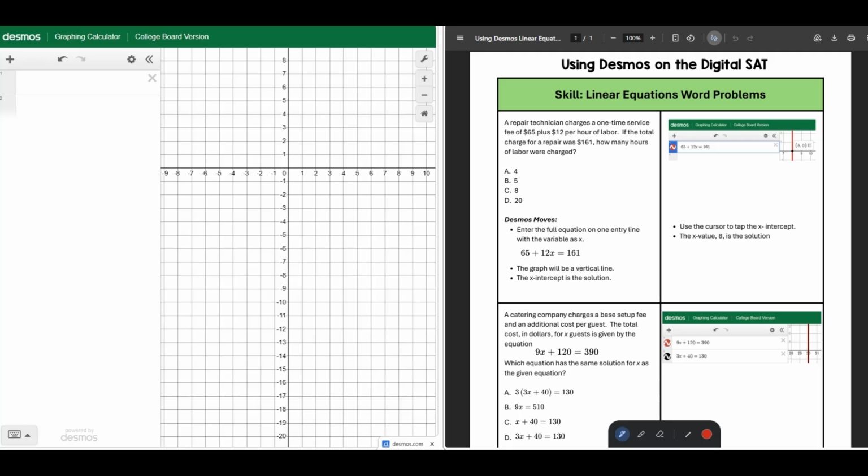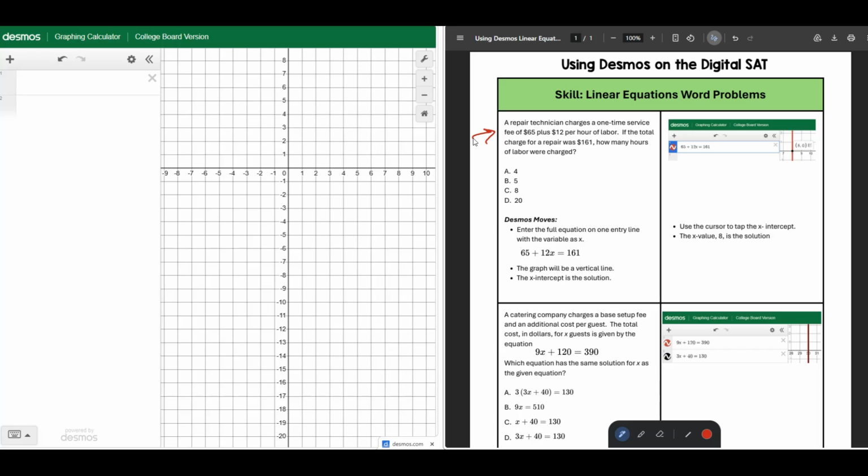My goal is to help you know exactly what to type, what to look for, and how to feel more confident using Desmos on test day. So let's begin with our first example.